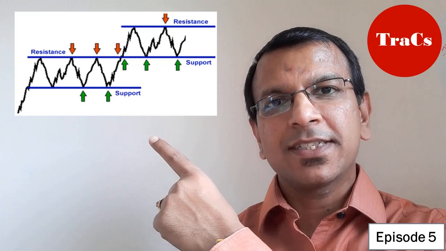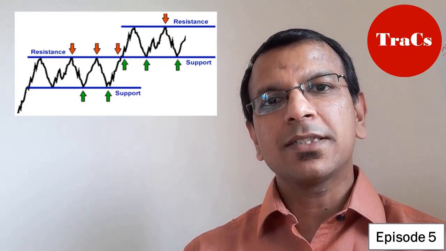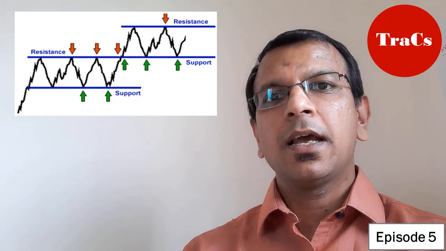Now before we begin the video for today, let's look at what we have covered so far. We started with support and resistance. We saw that support is the zone where the buyers start coming into the market, they push the share prices up, and resistance is a zone where the share price tends to go down because the bears or the sellers start coming into the market.